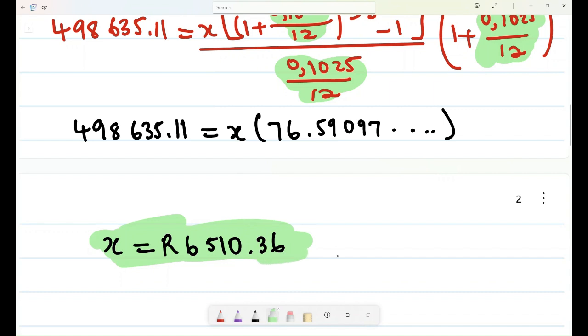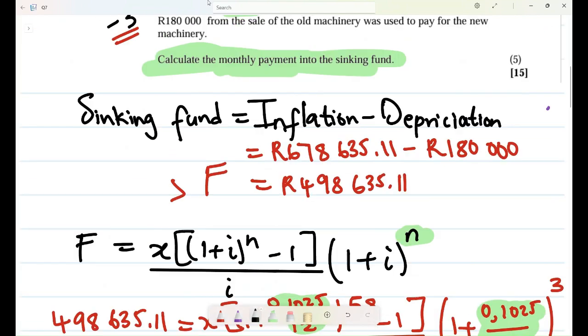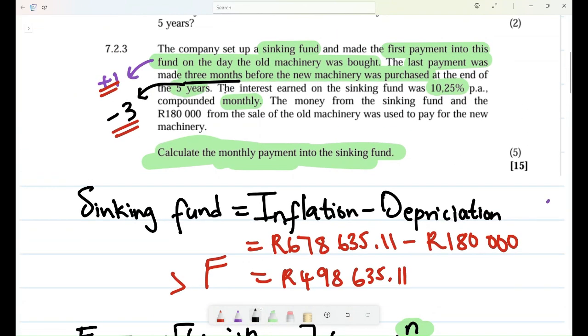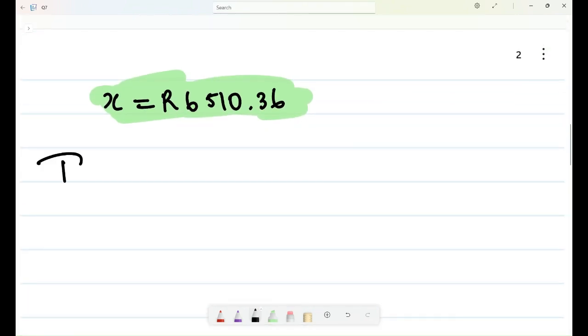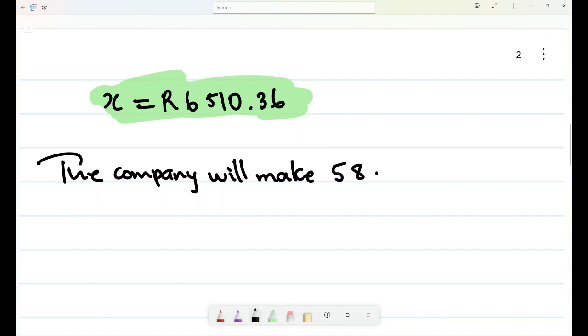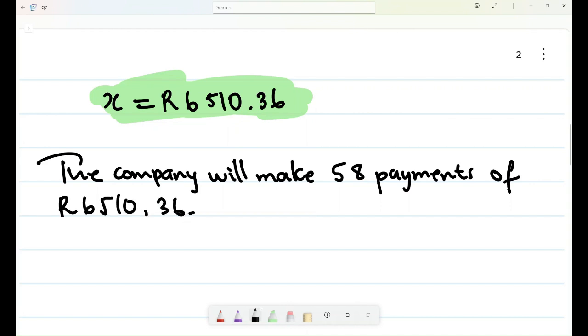So it means that the company, did they say it is a company? Yes, the company will make 58 payments of 6,510.36. You do not need to complete this; this is me trying to explain further.